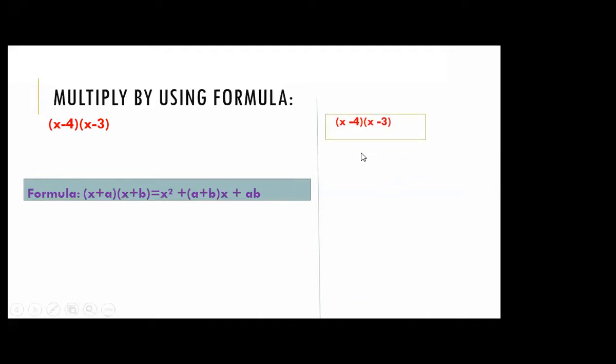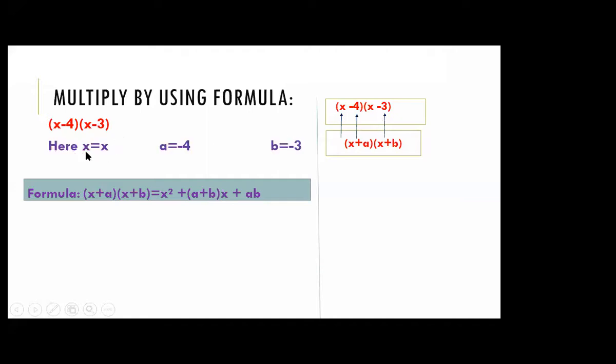So here let's compare. Here x equals x. What about a? a is equal to minus 4. Why minus 4? Because here is a plus sign, and here you can see that there is a minus sign. So the value of a is minus 4. And what about b? The value of b is minus 3, not 3. So let's write down here: x is equal to x, a is equal to minus 4, and b is equal to minus 3.